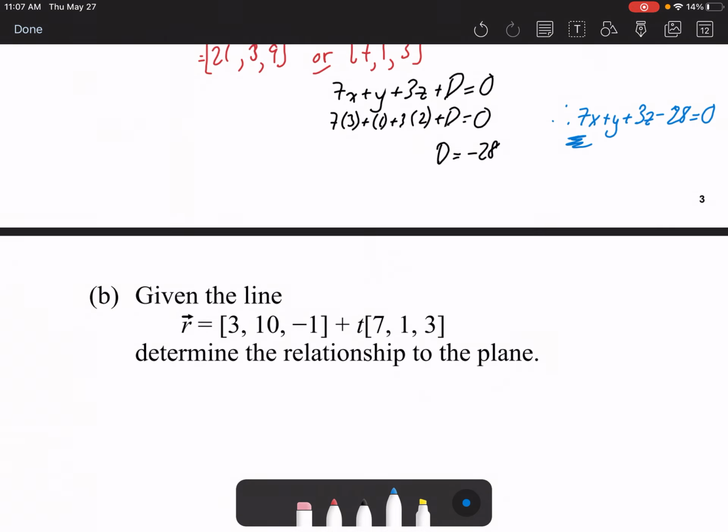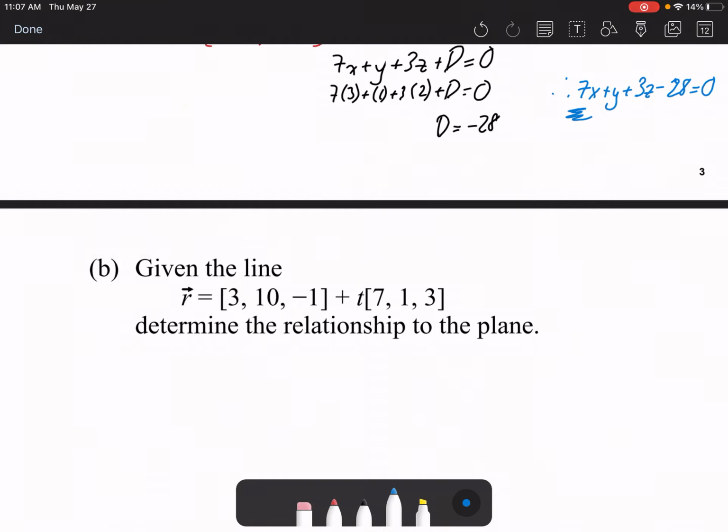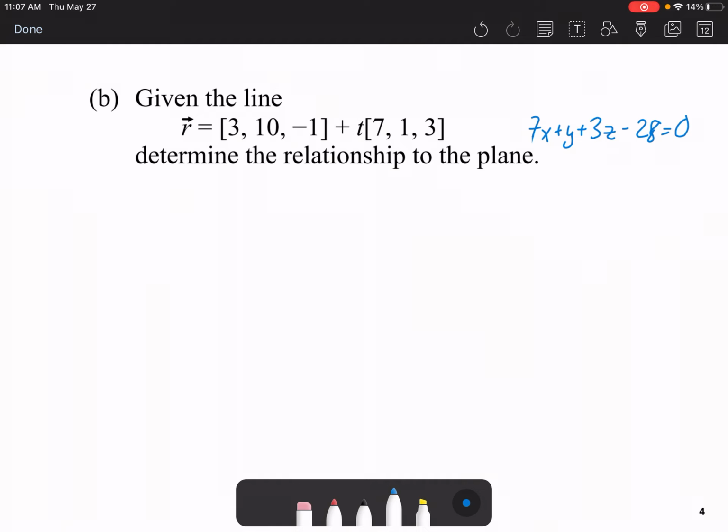Okay, so we're going to be given the line (3, 10, -1) plus t times (7, 1, 3), and I want to determine its relationship to this plane. So I'm going to write the equation of the plane again here so that we can compare it. I encourage you guys to pause the video and write down what you think might be the relationship to this plane. In other words, how does the plane and the line interact with each other?